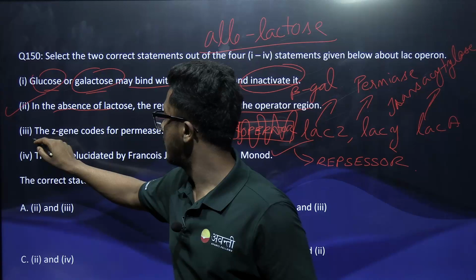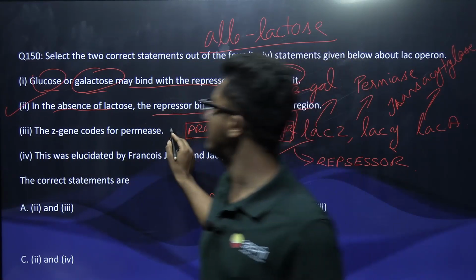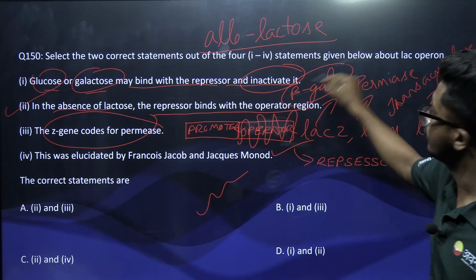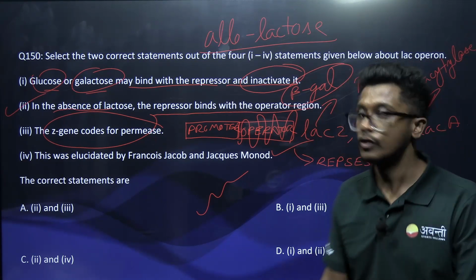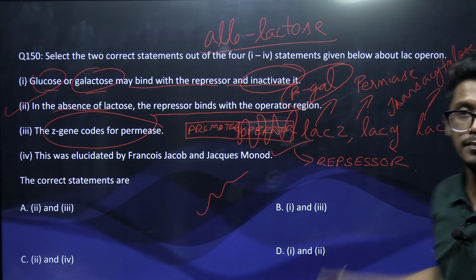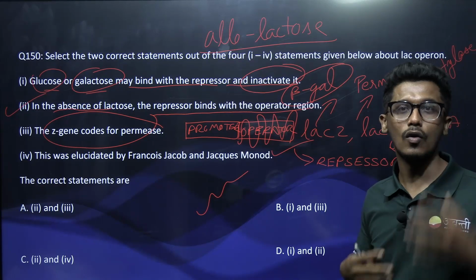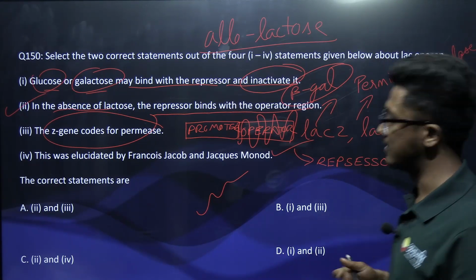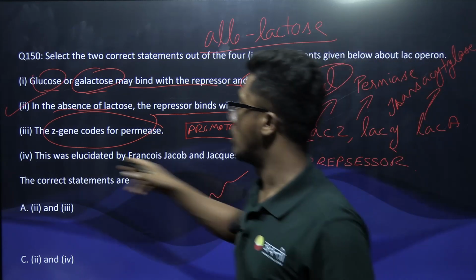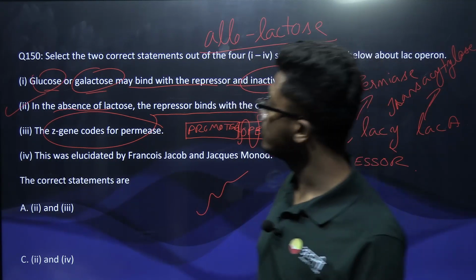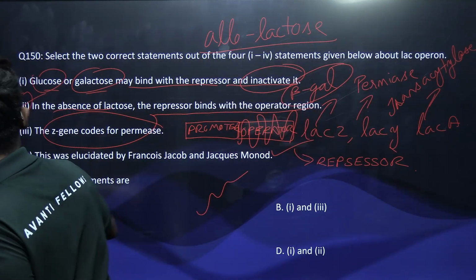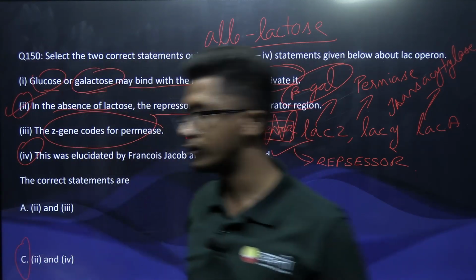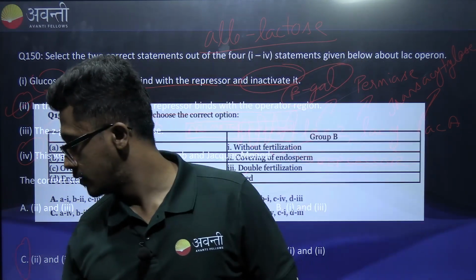Next one, the LAC-Z gene codes for permease. I told you the LAC-Z gene is responsible for the production of beta-galactosidase, whereas LAC-Y is responsible for the production of a protein called permease, whereas LAC-A is responsible for production of transacetylase. Got it, no? And the fourth one, I already told you it is true. So which of the statements are true? 2 and 4 are correct. Where do we have 2 and 4? Option C. So for this question, option C is correct.